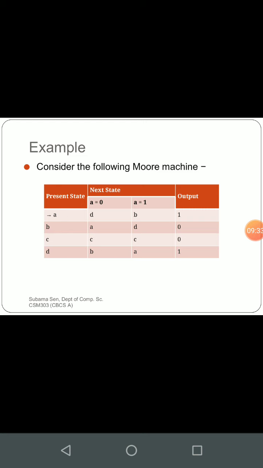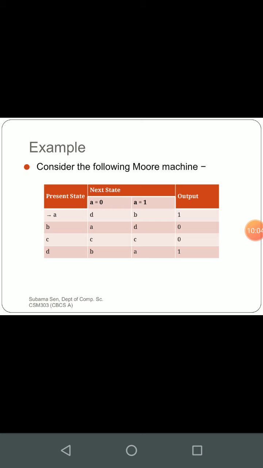Okay, so this is the Moore machine given. See, here the inputs are 0 and 1, the outputs are 0 and 1, and the states are A, B, C, D, where A is the initial state. Since this is a Moore machine, the output will depend on the state. For A the output is 1, for B the output is 0, for C it is 0, for D it is 1. But if we have to convert to Mealy machine, what do we have to separate? We have to separate the outputs for both a equals 0 and a equals 1.